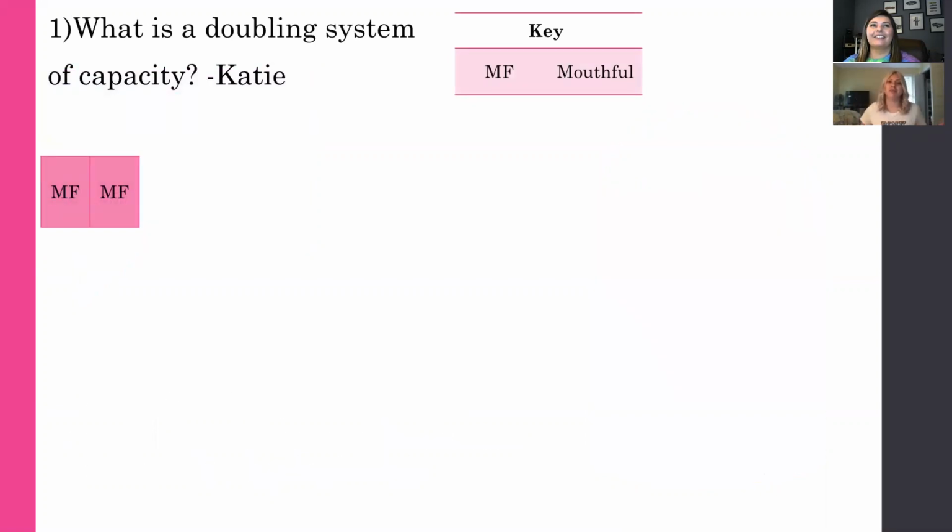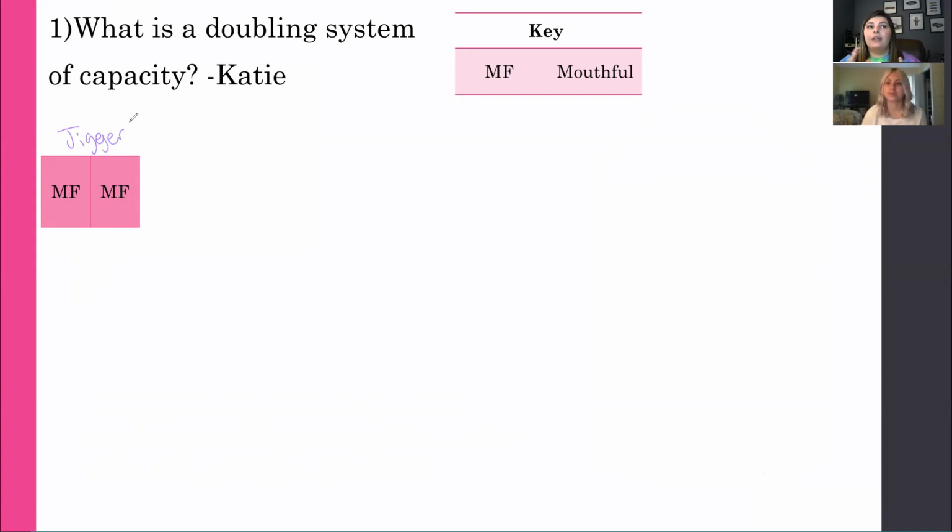So now that we started talking about pictographs, will you give us an explanation of what a doubling system of capacity is? Sure. So you can see here, of course, our key. On our key, it shows that MF is going to equal 1 mouthful. So let me get my annotate as well. So we can draw here. Taking a look, let's say we have 2 MFs, so 2 mouthfuls. So 2 mouthfuls is going to equal 1 jigger.